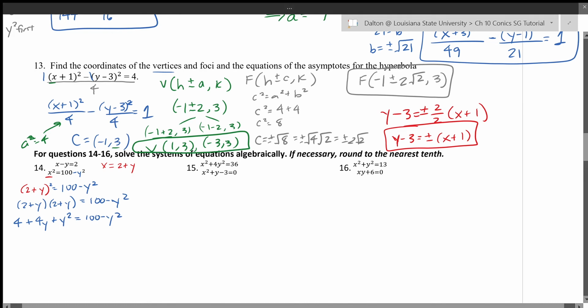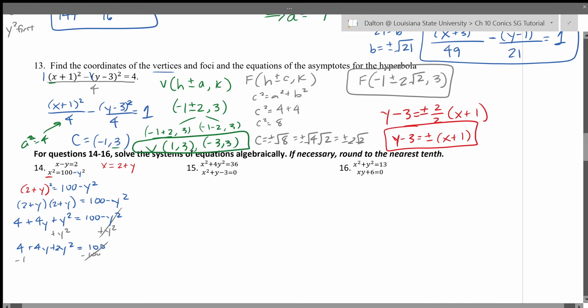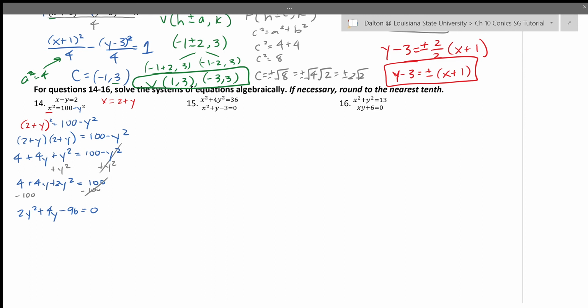And then from here you can do a few different things. I'm trying to isolate y, so I will go ahead and add y squared to both sides. And then I get 4 plus 4y plus 2y squared is equal to 100. And I'll go ahead and subtract 100 from both sides. And while I'm at it, I'm going to reorder this since I'm noticing a quadratic occurring. I'm going to say, okay, 2y squared plus 4y, and then 4 minus 100 is negative 96, is equal to 0. So when you get to this point, it's kind of up to you as to what method you want to do to solve this.